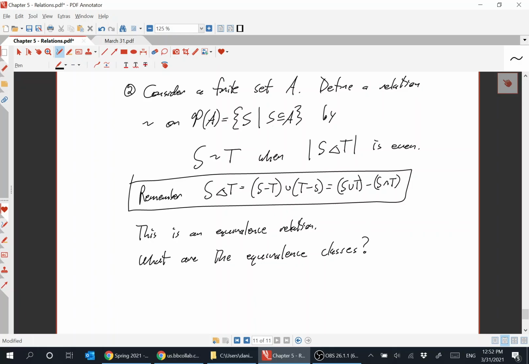So do an example. Take a 3-element set, and build the power set, and then look at the equivalence classes. Right, and then see what those equivalence classes are.